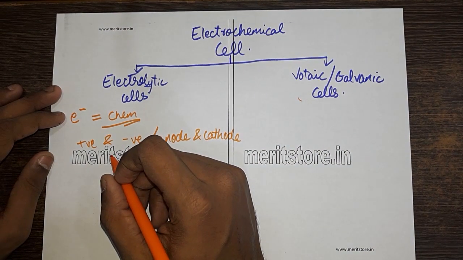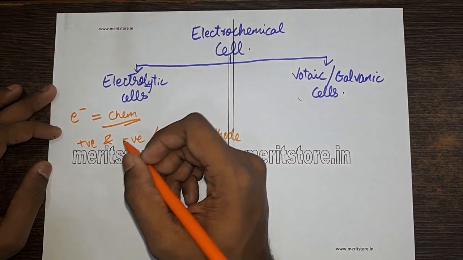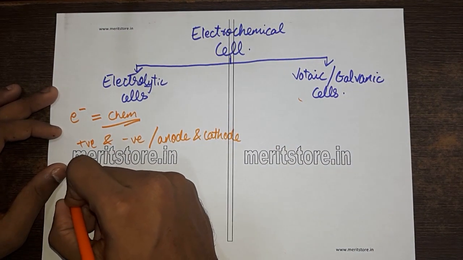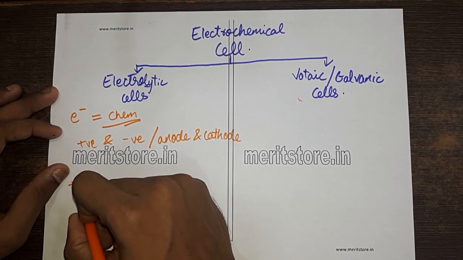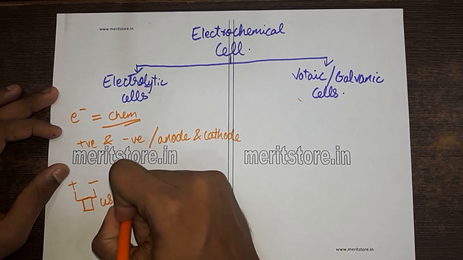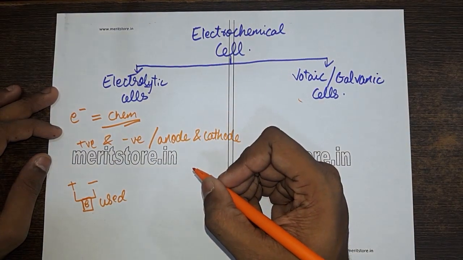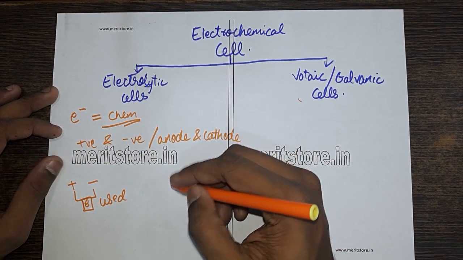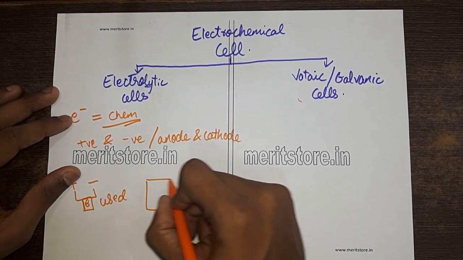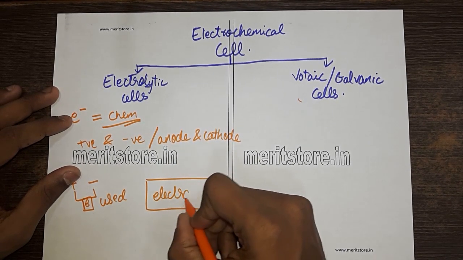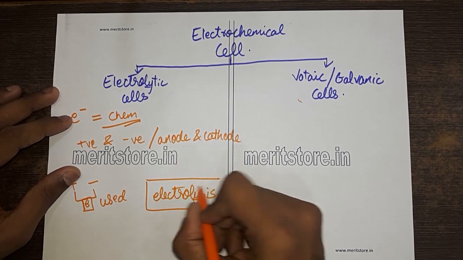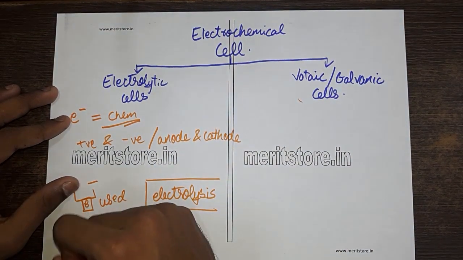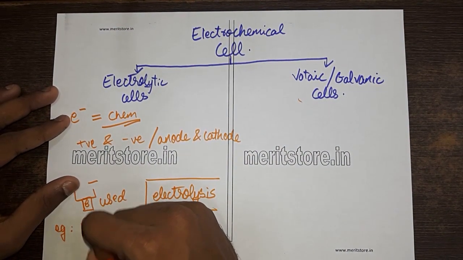Non-spontaneous reaction is forced to occur by electric current. The direct current from an external source is used. The electrodes are used and the process is called electrolysis. And therefore these cells are called electrolytic cells. An example for this could be purification of metals.